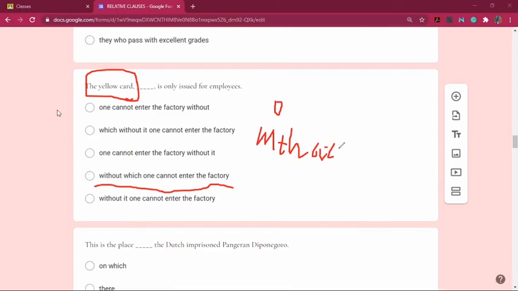Miss Neng, can I put without at the end like this? Yes, you can, but still you have to put which here. So you say the yellow card which one cannot enter the factory without is only issued for employees. So you have two options. You put that at the back like this, or you put that together with the relative word, but still you need which. Okay, so that's all. Let me go to another.